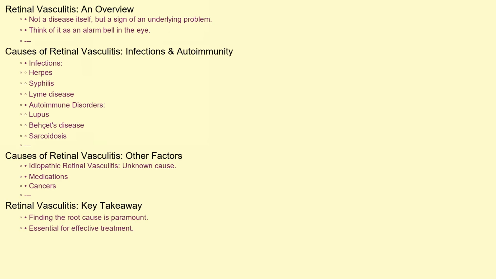Retinal vasculitis isn't a disease in itself, but rather a sign of an underlying problem. Think of it as an alarm bell going off in your eye. The causes are diverse, ranging from infections like herpes, syphilis, or Lyme disease, to autoimmune disorders such as lupus, Behçet's disease, and sarcoidosis. In some cases, the cause remains unknown, classified as idiopathic retinal vasculitis. Certain medications and even cancers can also trigger this condition. Finding the root cause is paramount for effective treatment.